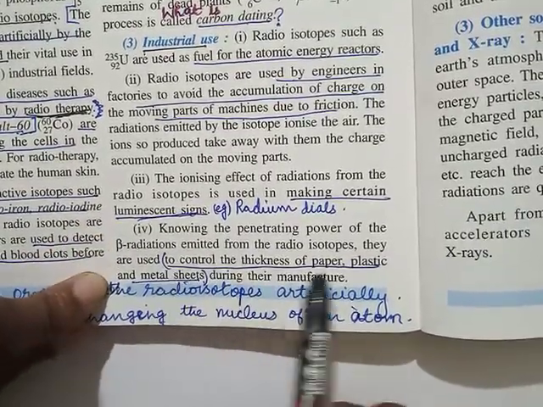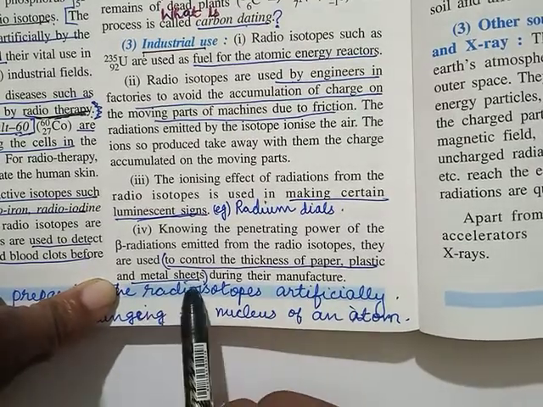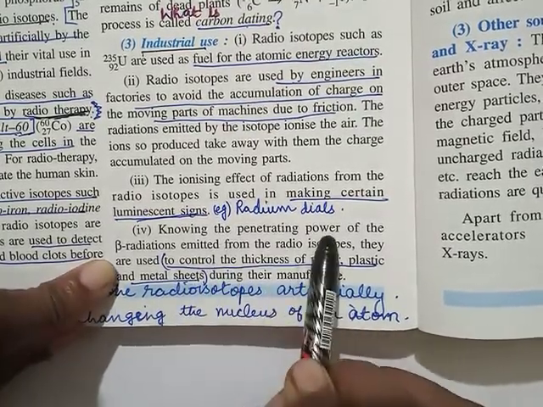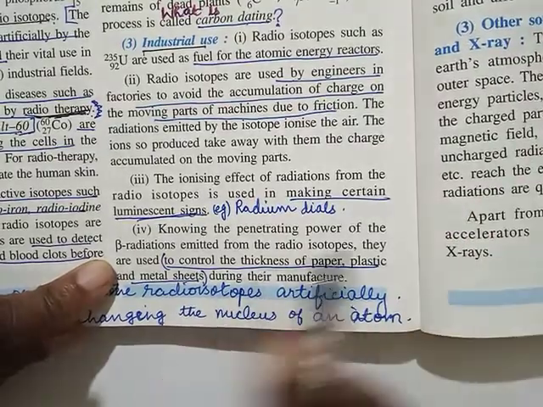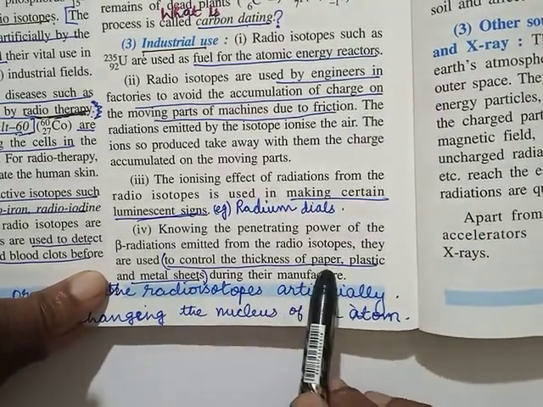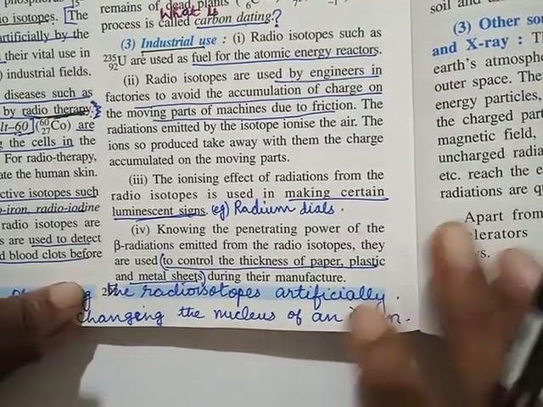Another use is to control the thickness of paper, plastic and metal sheets. You know the penetrating power, we studied. Using that, they can control the thickness of paper, plastic and metal sheets during their manufacturing process.